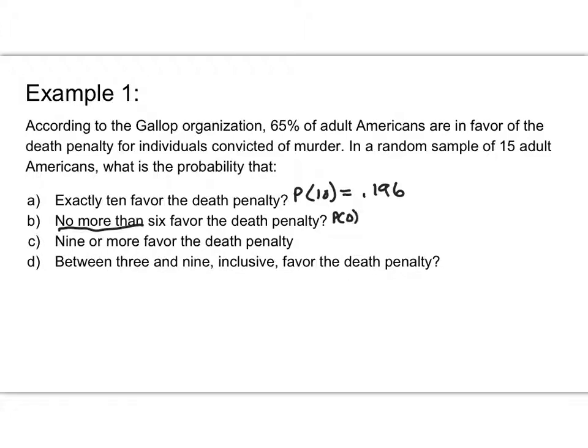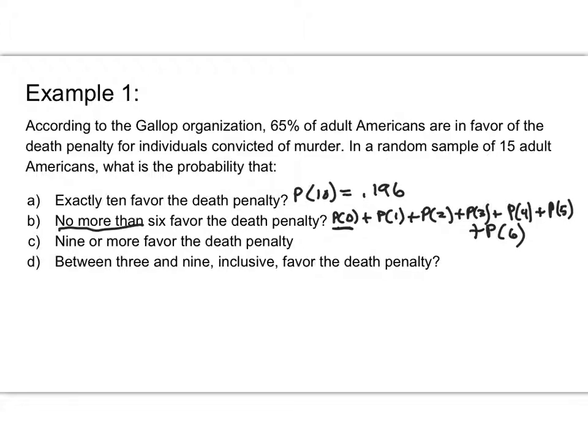I'm looking for the probability of 0, plus the probability of 1, plus the probability of 2, plus the probability of 3, plus the probability of 4, plus the probability of 5, plus the probability of 6. I need all of those. And it's really important not to forget the probability of 0. It's easy to forget, just because we don't count with 0, we start counting with 1. So be mindful of that.